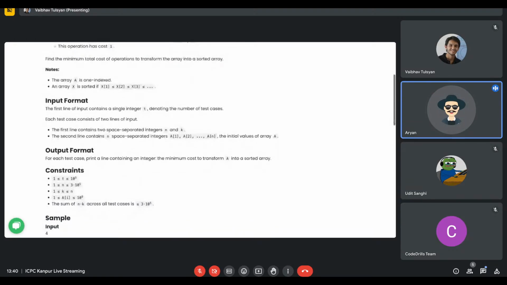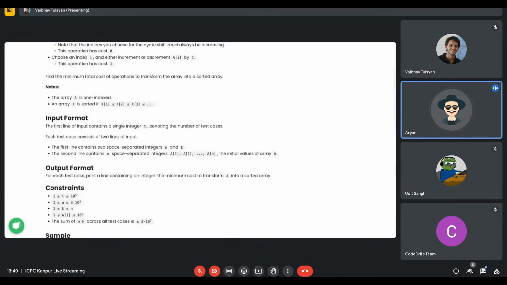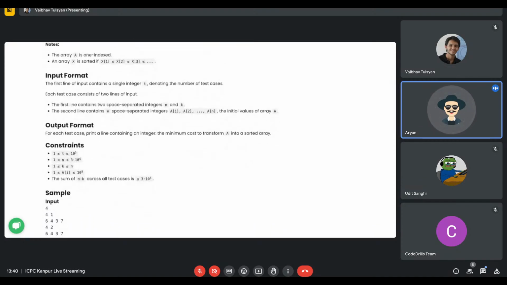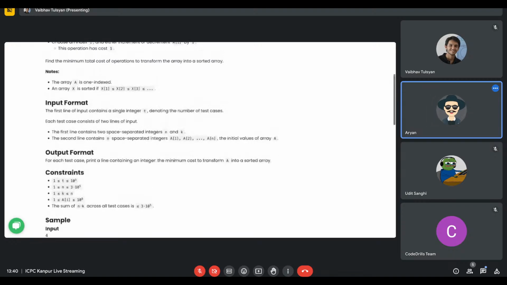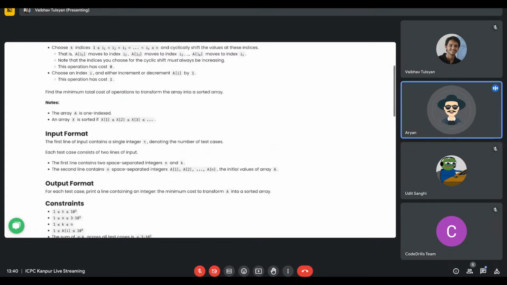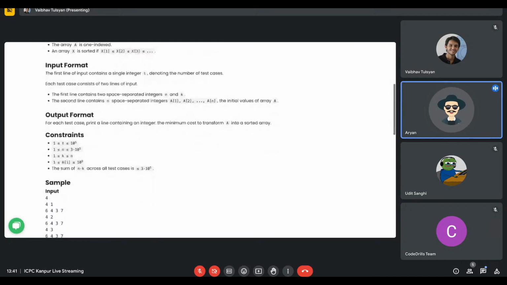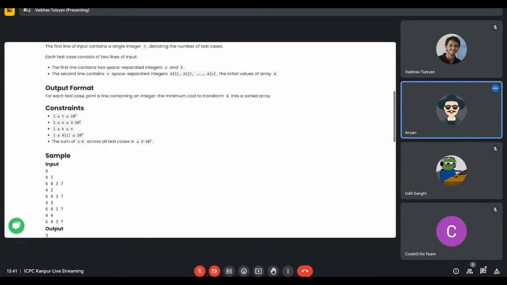So what we see is we should try to do as many operations of type 1 as we want because they are given to us free of cost. And we have to find the minimum total cost of operations to transform the array into a sorted array. And then there are some notes over there. And k is fixed for each operation of type 1, and k can vary from 1 to n.